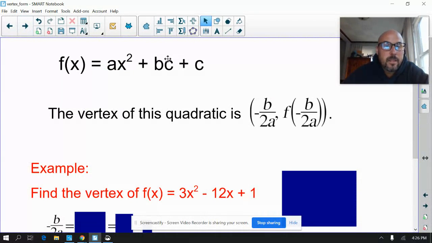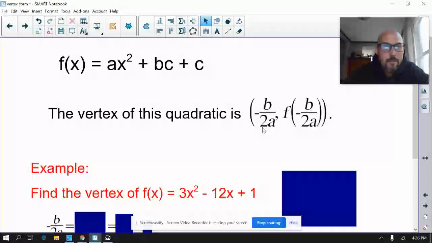So if you're given something in standard form, the vertex is the opposite of b over 2a, comma, f of the opposite of b over 2a. So what does that mean? You have to look at this as an ordered pair. This is the x value, this is the y value. So the x value of the vertex of this quadratic is negative b over 2a.